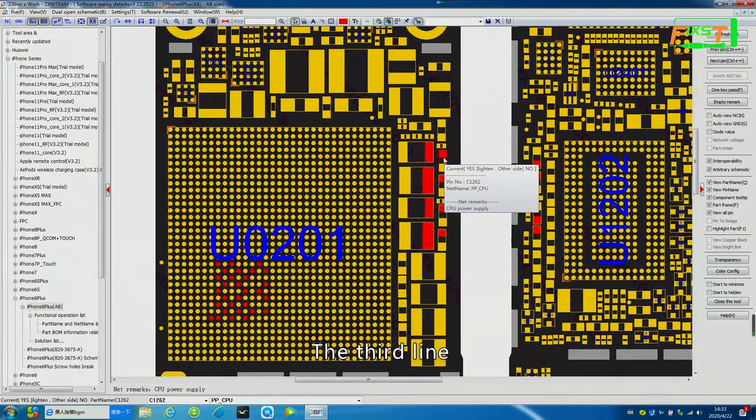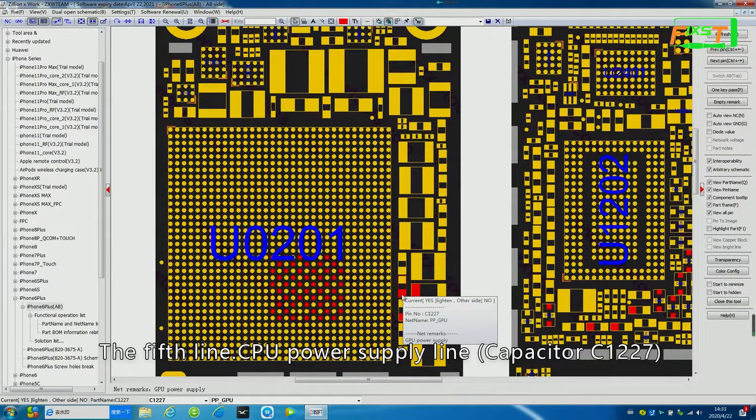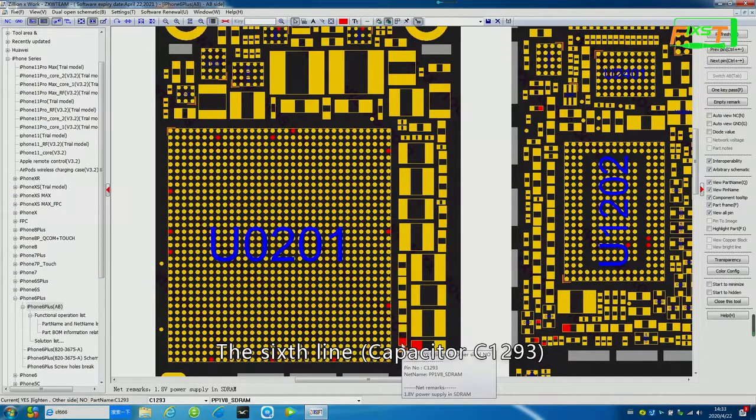The third line. This is the power supply for the CPU. That is the capacitor C1262. The fourth line. SoC power supply line. That is the capacitor C1289. The fifth line. CPU power supply line. That is the capacitor C1227. The sixth line. That is the capacitor C1293. Just measure these 6 lines.